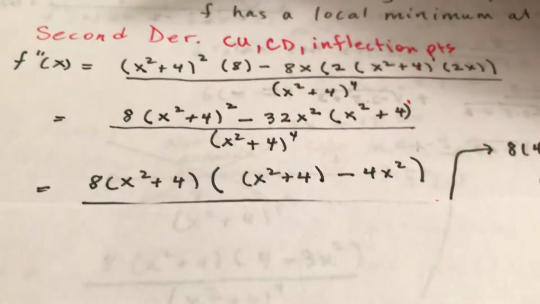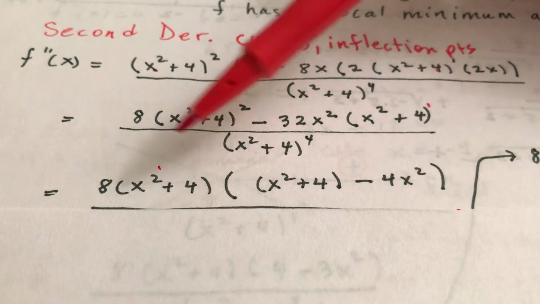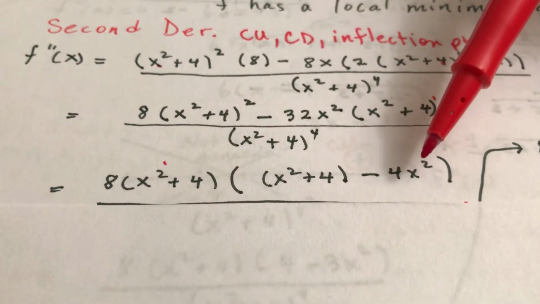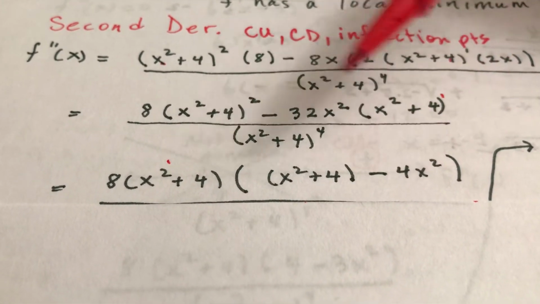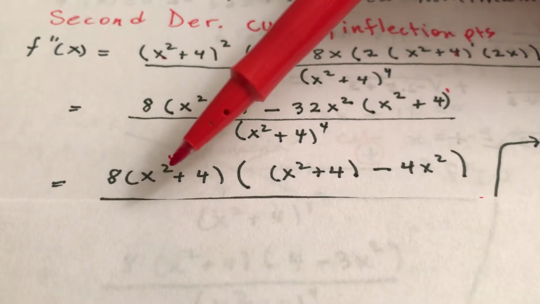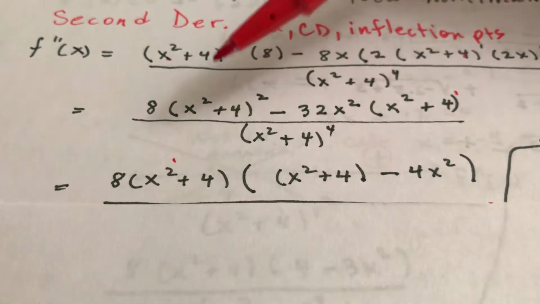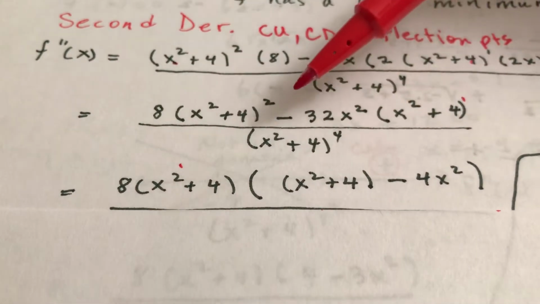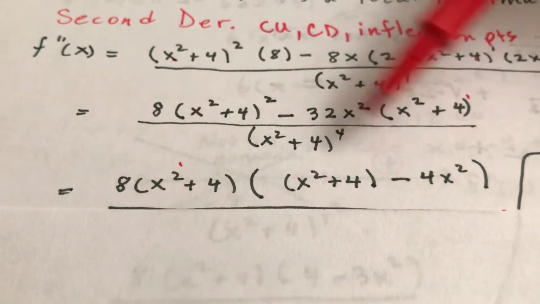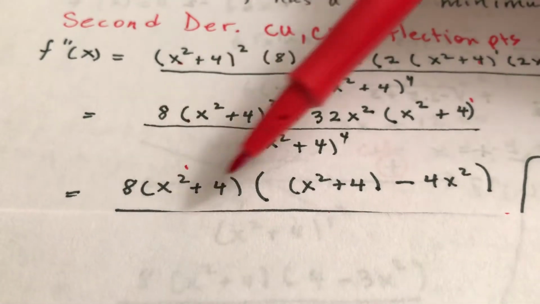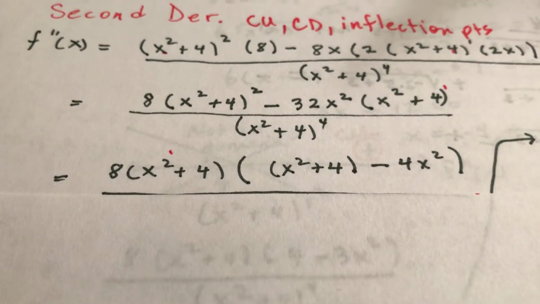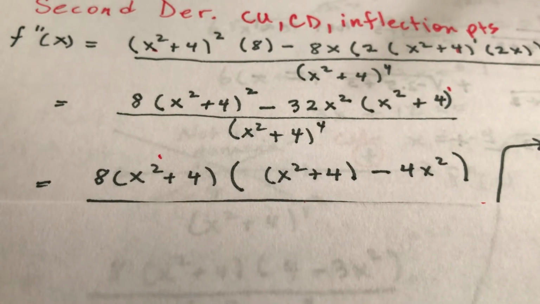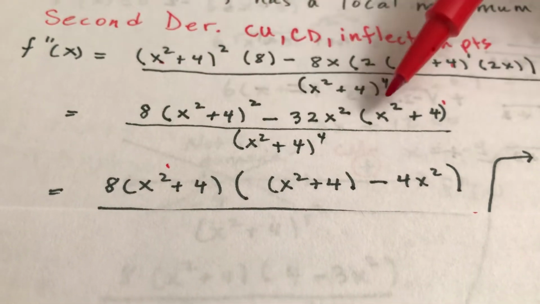Sometimes it's easier to think about it if you distribute. See, distributing is the opposite of factoring out. So if I took 8 times x squared plus 4 times that, that'll give me this. Minus, if I take 8 times 4, it's 32, and then I've got the x squared, and then I've got 1 factor of x squared plus 4. Factoring out of 2 very large terms.